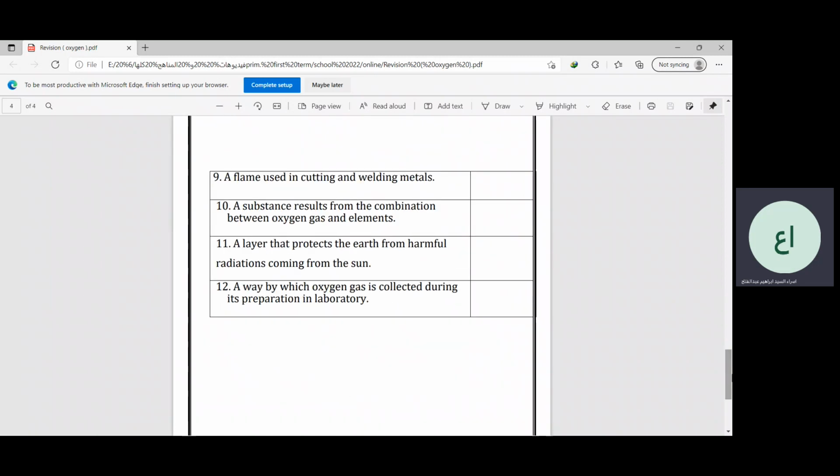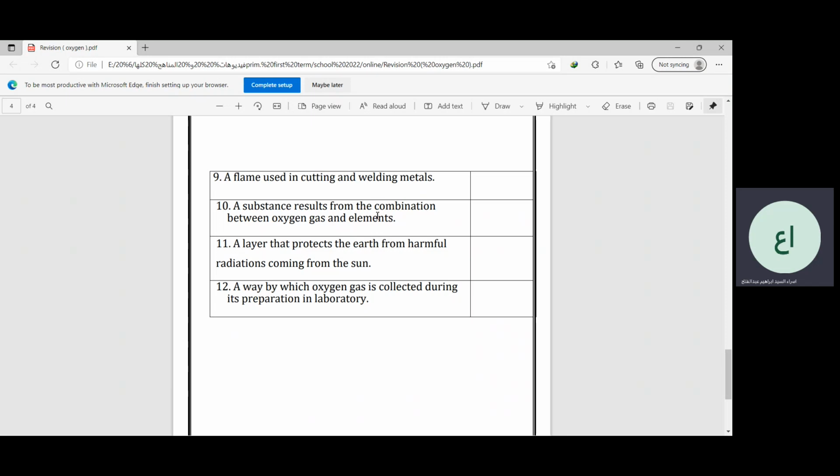Number 9. A flame used in cutting and welding metals. احنا قلنا الأكسجين combined with acetylene gas to produce oxyacetylene flame. يبقى هنا ايه هو عايز اسم الفليم يبقى oxyacetylene flame. اوكي، وقلنا ان temperature بتاعته rises to 3500 Celsius degree. Okay.